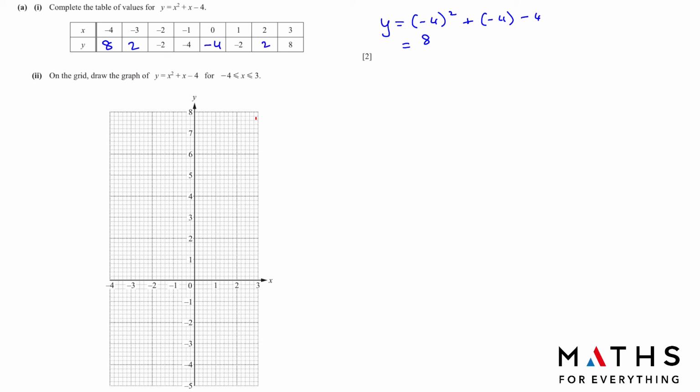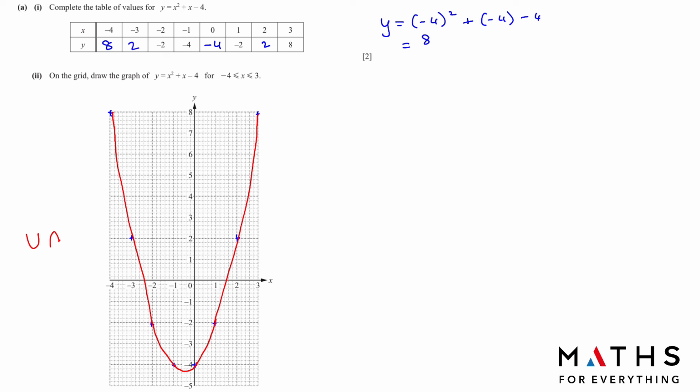Now we have to plot it. This is our x-axis and this is our y-axis. When we have x is -4, y is 8, -3 is 2. Now you have to join the points together. Here at the edge, don't make a straight line, make a curve. Always the shape has to be like this or like that. So we'll just make a round curve here. So this is how your graph will look like.